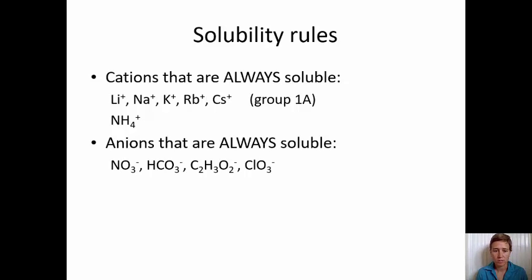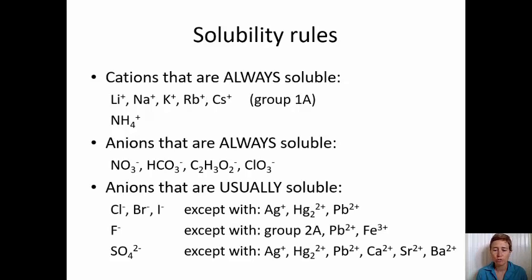Anions that are always soluble. Nitrates are the most common. We don't honestly see bicarbonates or chlorates or acetates, which are the other three. Bicarbonate, acetate, chlorate, of course, in that order. Really, the one I want you to focus on is nitrates. Nitrates are always soluble.